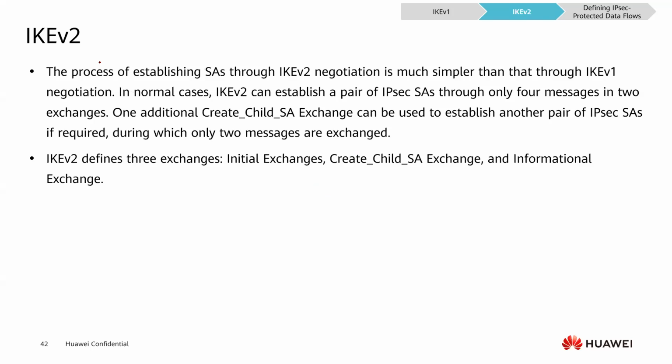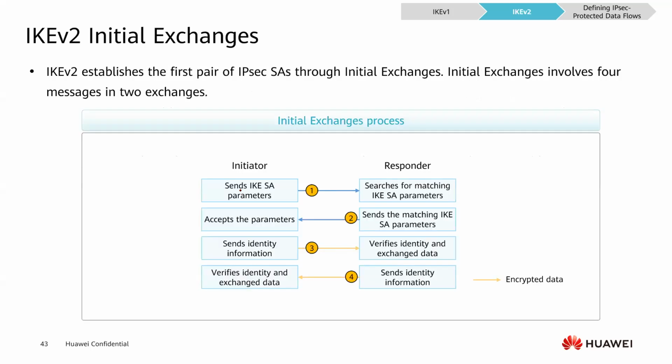And there is another version, IKE version 2. You can see it is simpler than IKEv1. First, there are only two steps for the initial exchange. In these two steps, they exchange the SA and IKE information. Then it sends the identity and related information.